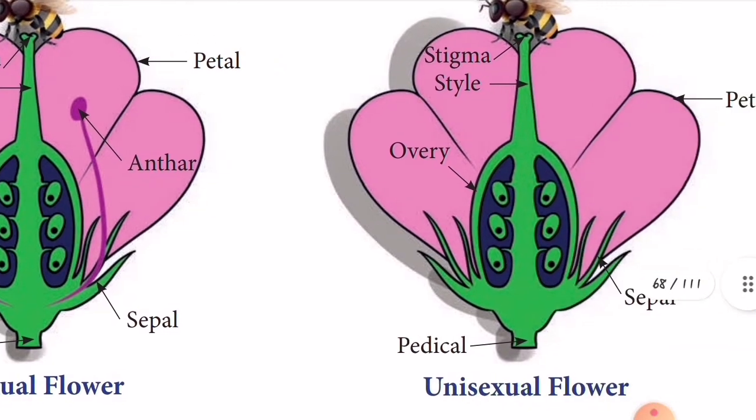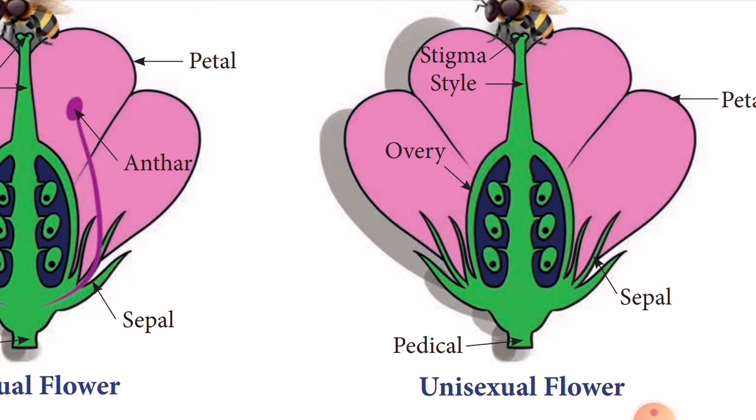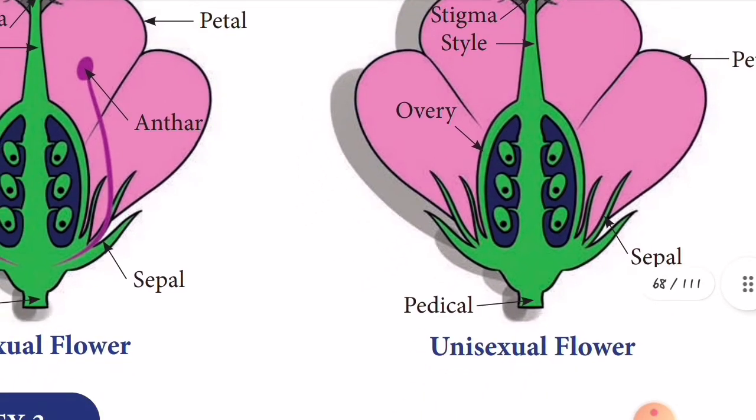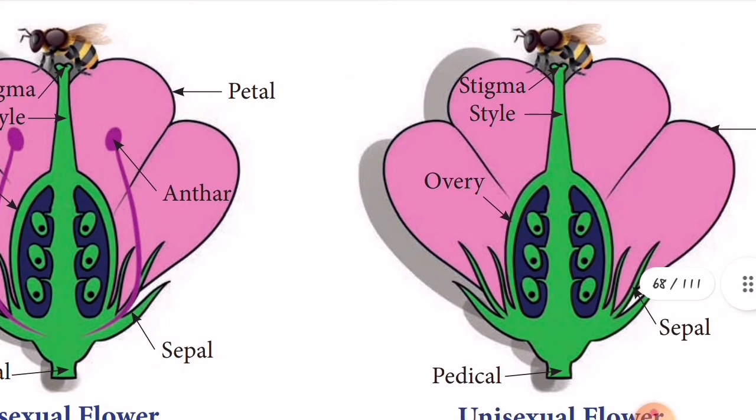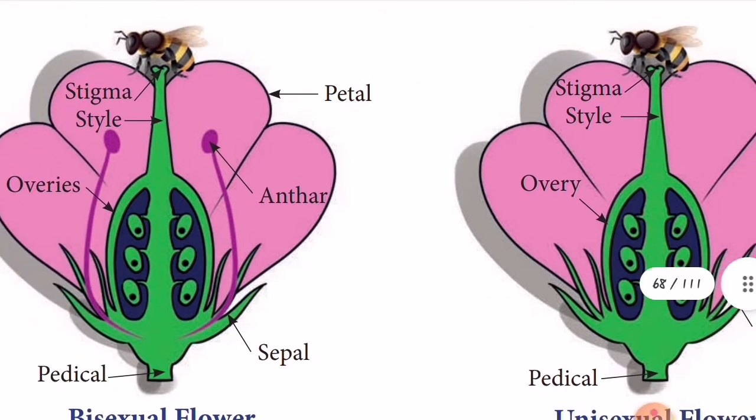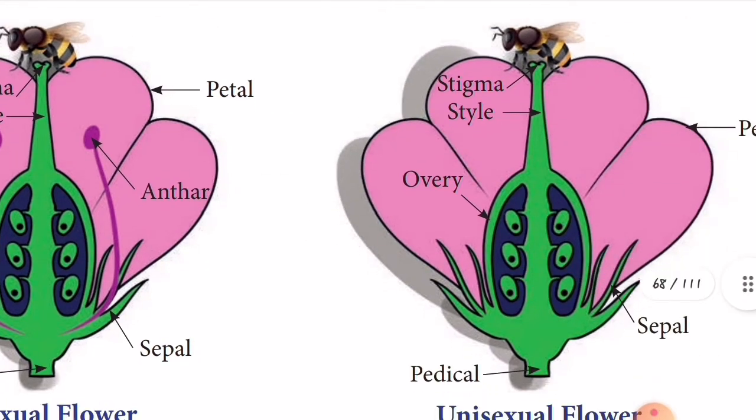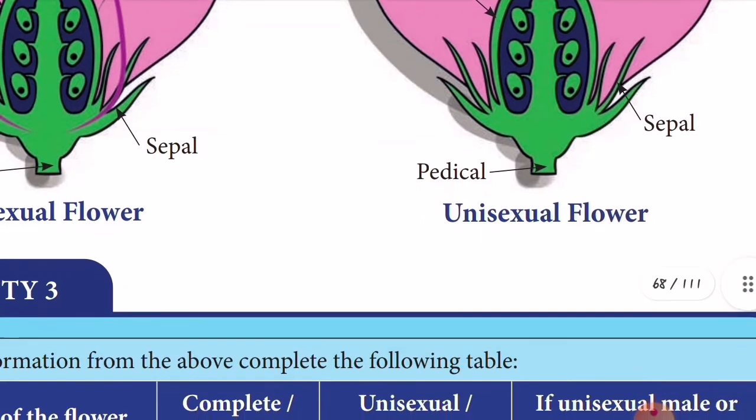And see this diagram, children, unisexual flower. Unisexual means what? Incomplete flower. This is called an incomplete flower. Here the four folds are not all present. You see here, the anther is missing, and the stigma is present, but the ovary is missing. That is called a unisexual flower. Is this clear to you, children?